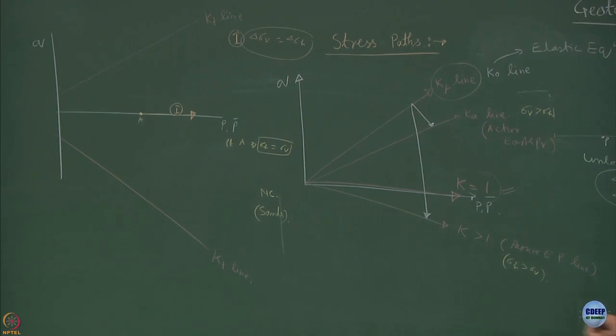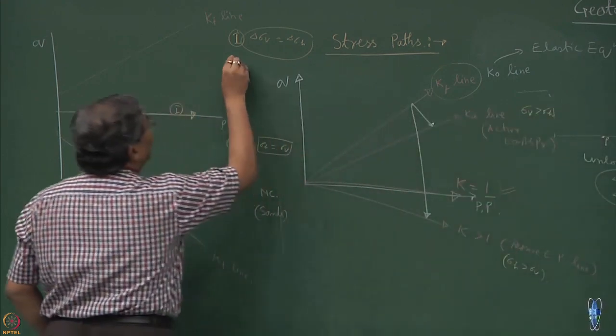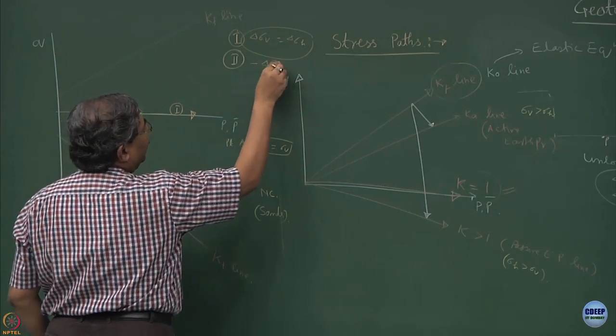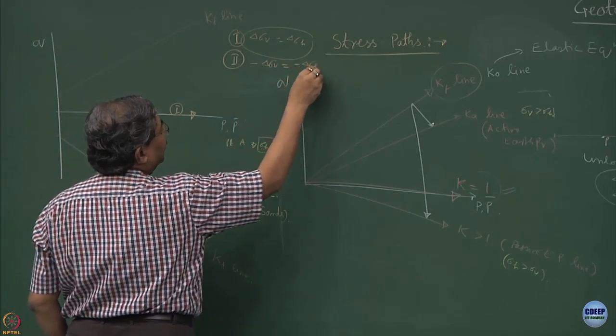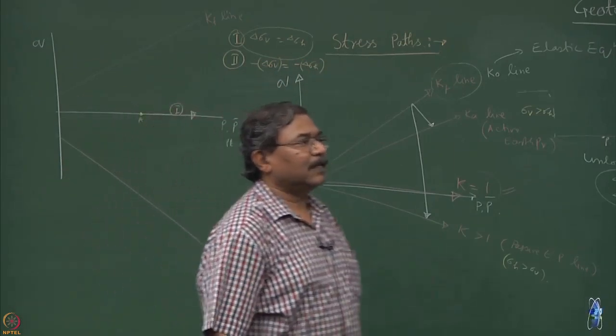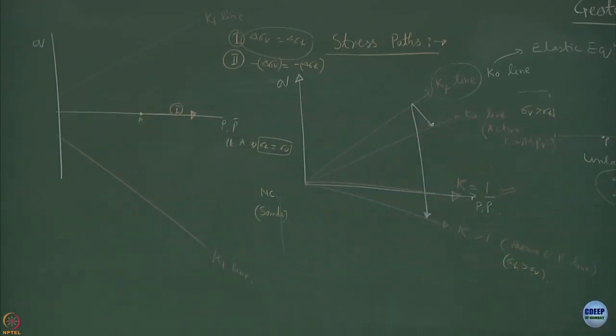Now, suppose I change the situation. Now, if I say stress path number 2 is minus delta sigma v equal to minus delta sigma h. Please, for God's sake, do not cancel the negative signs, because the negative sign indicates something, it's not mathematics. Pulling the system apart from both the sides.